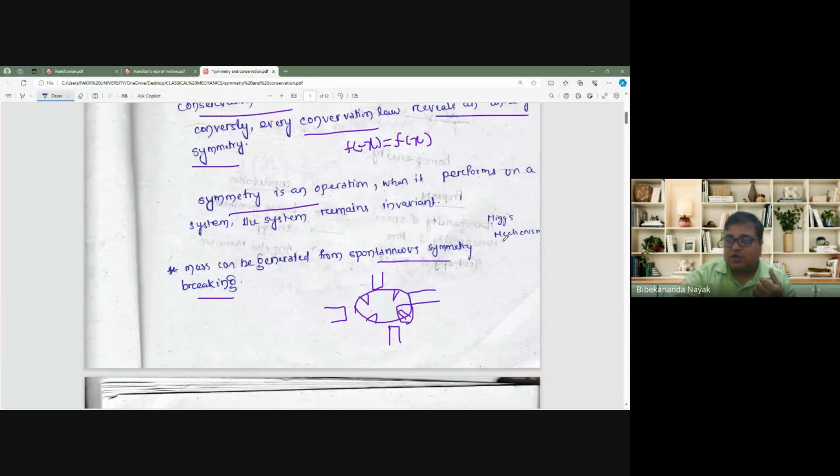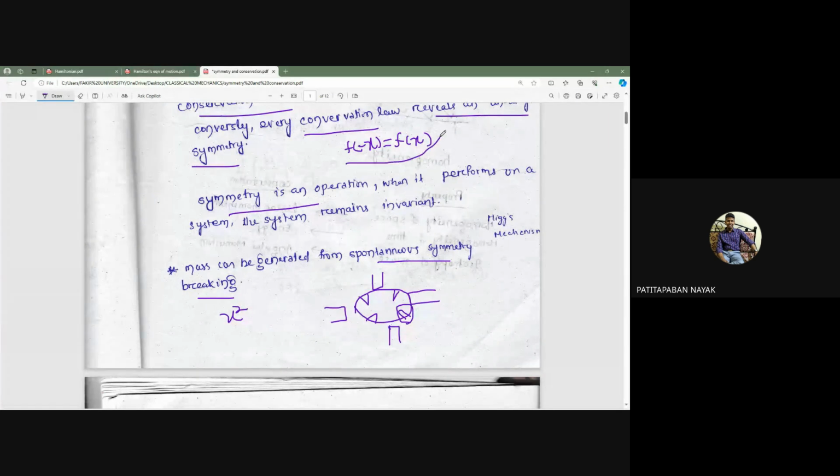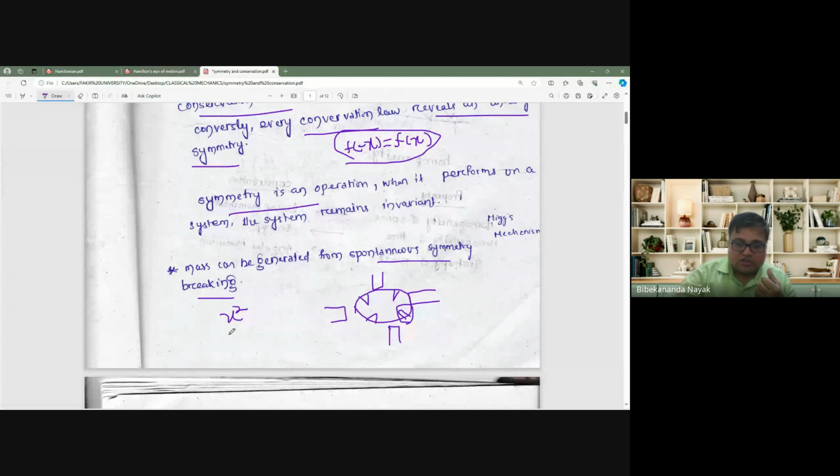When mass is generated by the Higgs mechanism, there is some kind of symmetry breaking. Also, suppose x square: is it a symmetric function or not? Yes, sir. If you put minus x, it will be the same. Actually x square, you can write as x minus 0 whole square. It is a symmetric function, right? Similarly, x minus 1 whole square: is it a symmetric function or not? Symmetric function or not? Am I audible? Yes, sir.